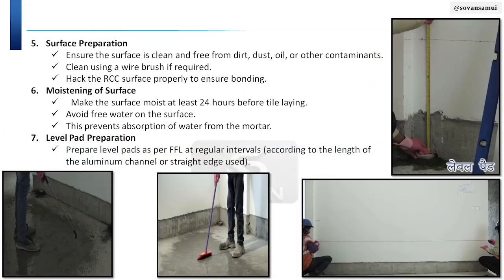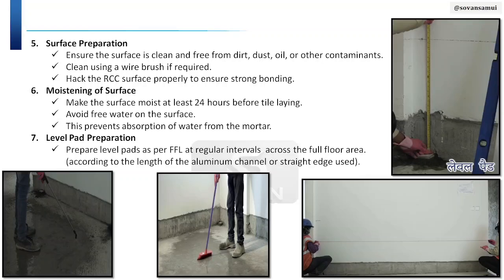Next point is surface preparation. In surface preparation, we have to ensure the surface is clean and free from dirt, dust, oil or other kinds of contamination by using a wire brush or brooming. If there are any protrusions on the RCC surface, then you have to hack those surfaces for proper bonding strength.